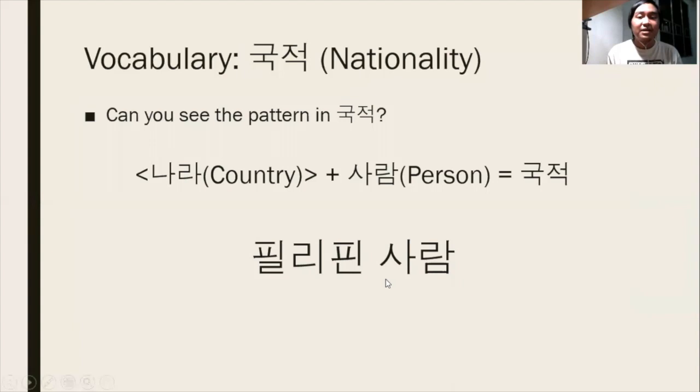Can you see the pattern in the vocabulary words a while ago? Yes, they all end in 사람. So in introducing your nationality to other people in Korean, you just say the country and then say 사람 right after. That's it. So for example, if you're Filipino, you can just say that you are a 필리핀 사람.